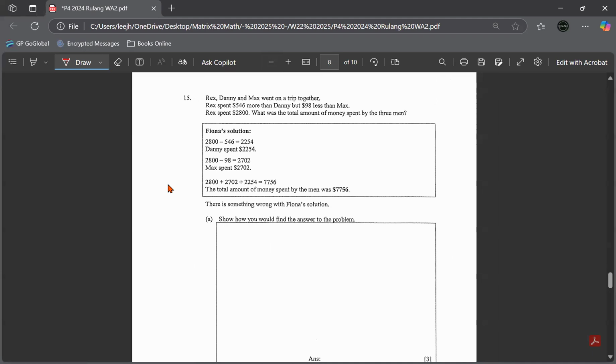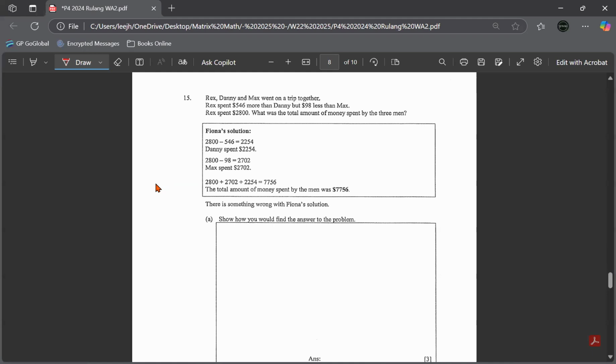So there's this person, Fiona's solution. She has this. So there is something wrong with the solution. So show how you will find the answer to the problem. So what it means is you have to work out your answer. Okay. So that once you work it out, you will be able to see where is the error in the solution on top here. So what we're going to do is let's draw.